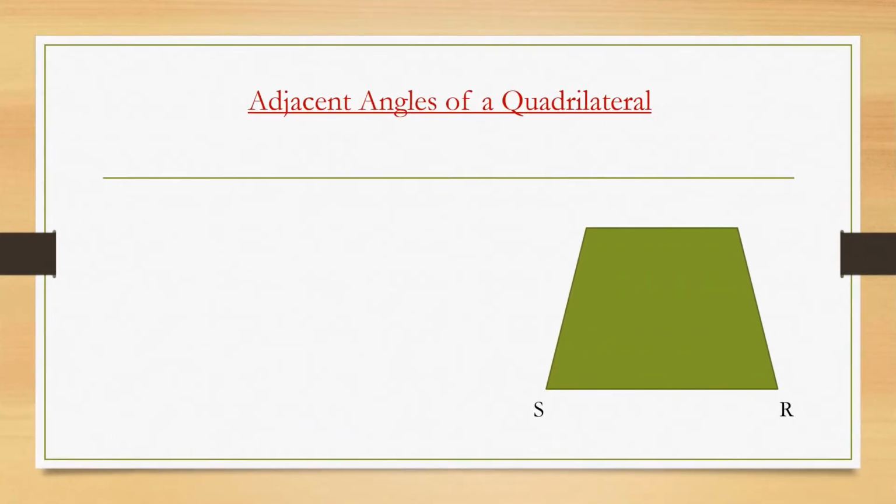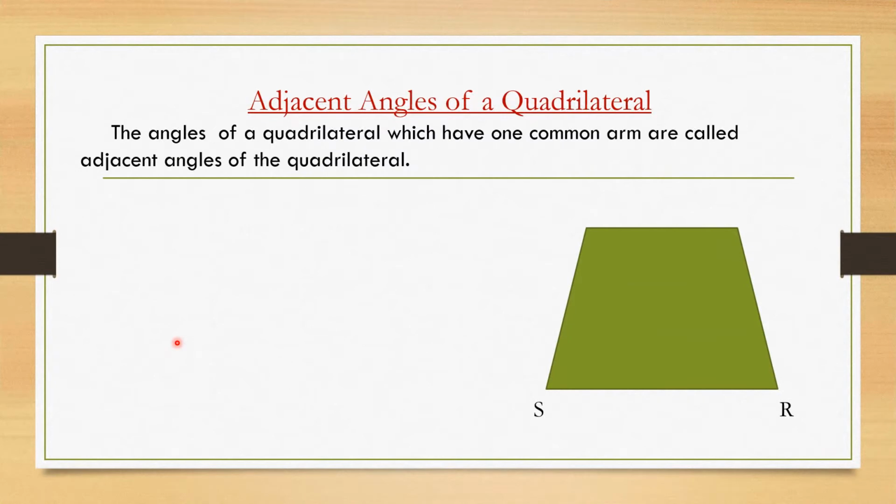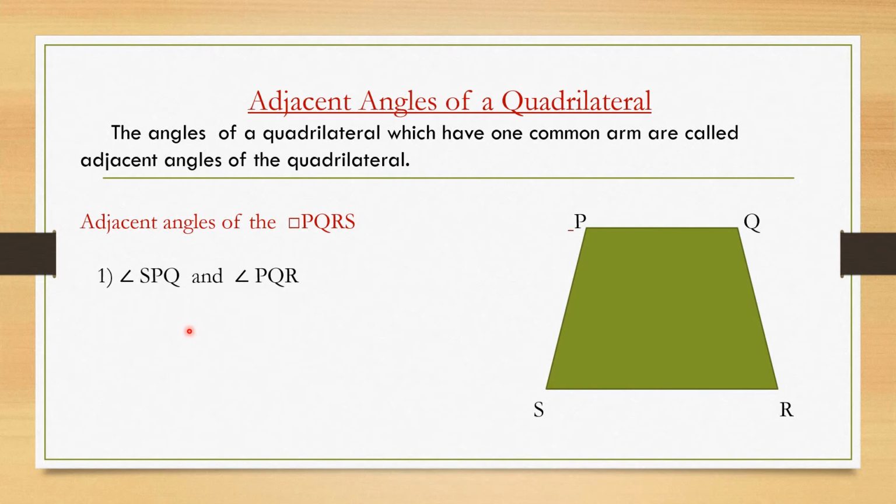Let's discuss adjacent angles of a quadrilateral. The angles of a quadrilateral which have one common arm are called adjacent angles of the quadrilateral. Here is the quadrilateral PQRS, and which are the adjacent angles of PQRS? First one, angle SPQ and angle PQR. Second one, angle PQR and angle QRS.